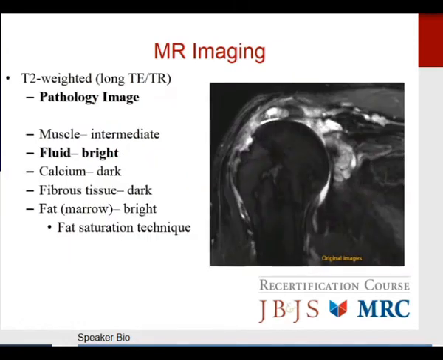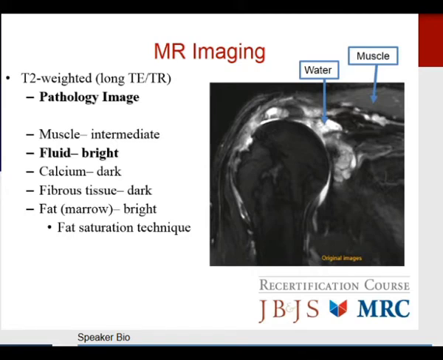The T2 weighted image, on the other hand, we refer to as the pathology image. And really the only difference between the two images is that muscle is intermediate, but the water signal is bright. So when you see bright joint fluid or bright fluid signal within the joint, then you know that we're dealing with a T2 weighted pulse sequence. And these sequences are best for depicting soft tissue abnormalities because of the bright signal that shows up with the water. Once again, the calcium, such as the cortex of bone, is dark. Fibrous tissue like the labrum, the menisci, the tendons are going to be dark on the T2 weighted sequence.